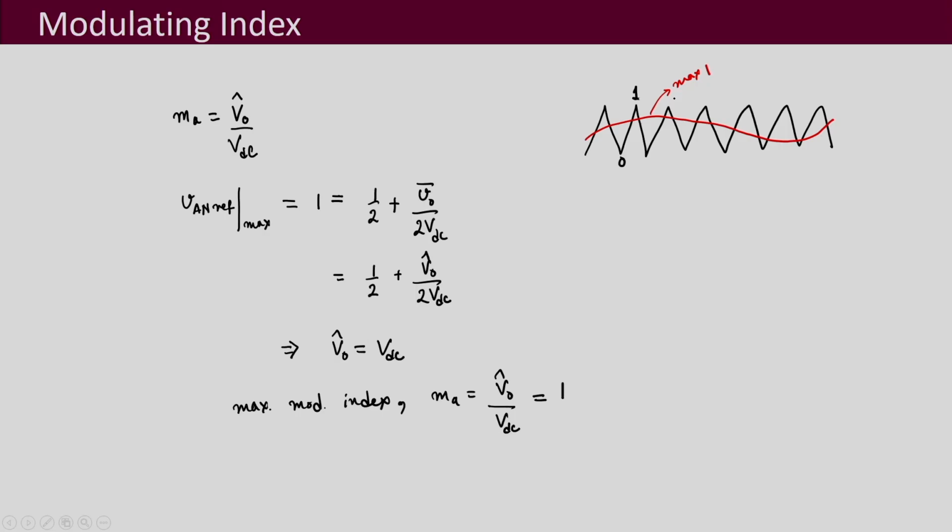And so, from this what we understand is that to obtain VO hat, we have to at least have a DC bus voltage which is equal to VO hat. So, let us say if your VO hat is equal to 500 volt, then you have to take the VDC equal to 500 volt. Your DC bus has to be at least equal to 500 volt, or it has to be greater than that.